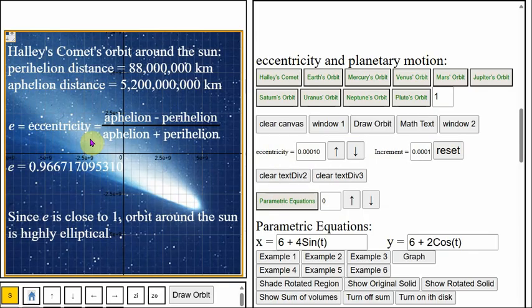And so, in summary, the relationship between the eccentricity and the aphelion and perihelion distances is this formula right here. And that's the end of the video.